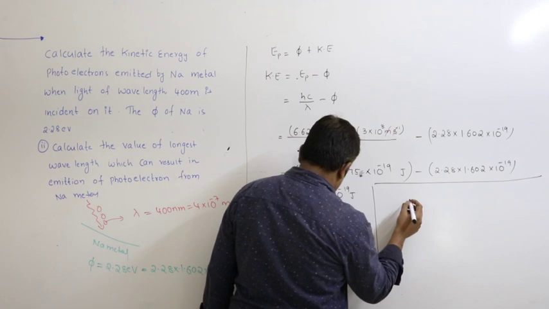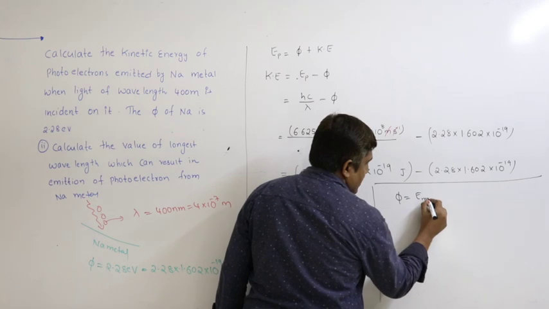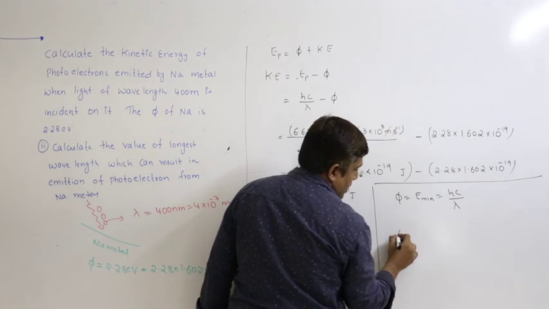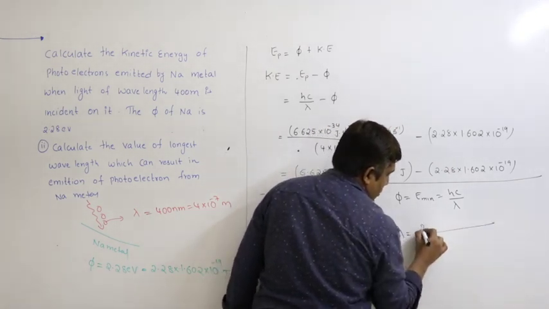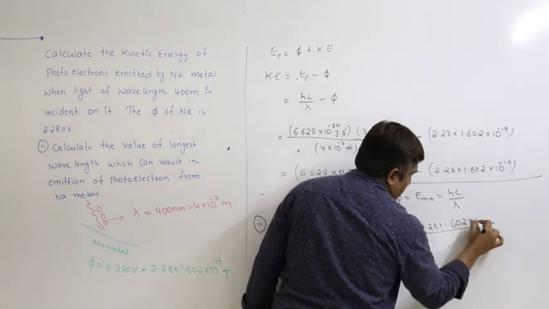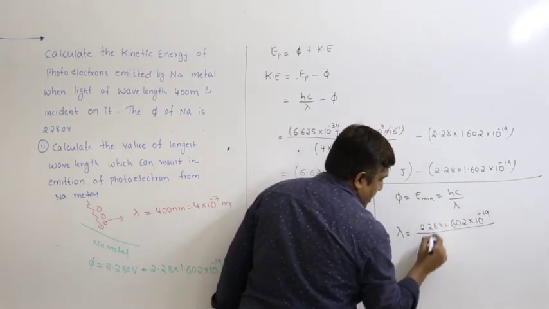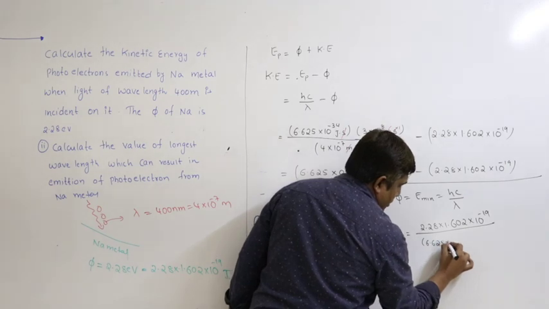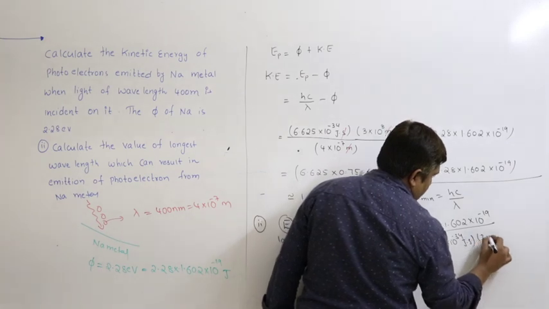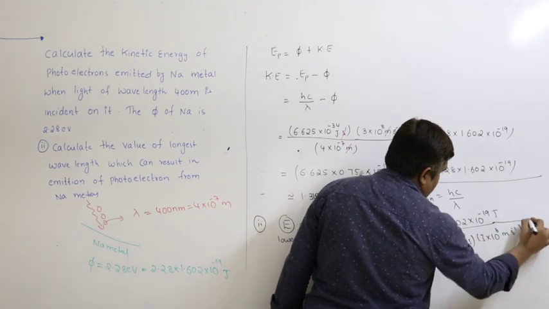So the work function, the minimum energy, equals hc by lambda, for the longest wavelength. So lambda equals hc divided by 2.28 into 1.602 into 10 power minus 19. The h value is 6.625 into 10 power minus 34 joule second. Velocity of light is 3 into 10 power 8 meters per second. So this will be in joules.